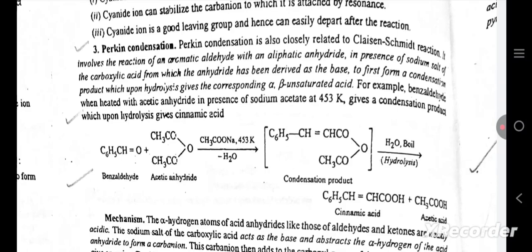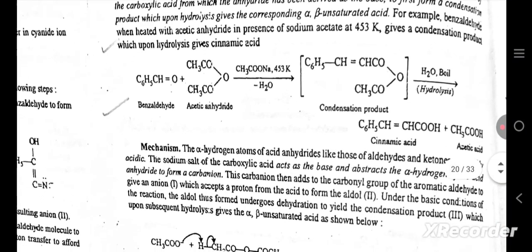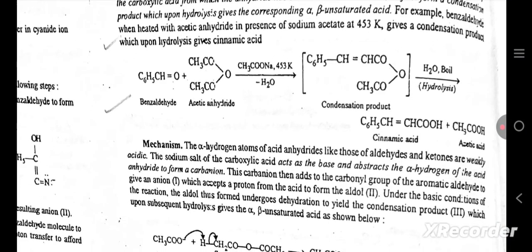Perkin condensation. Perkin condensation is also closely related to Claisen-Schmidt reaction. It involves the reaction of an aromatic aldehyde with an aliphatic anhydride in presence of the sodium salt of the carboxylic acid from which the anhydride has been derived as the base to first form a condensation product which upon hydrolysis gives the corresponding alpha beta unsaturated acid, for example benzaldehyde. When heated with acetic anhydride in presence of sodium acetate at 453 Kelvin gives a condensation product which upon hydrolysis gives cinnamic acid.